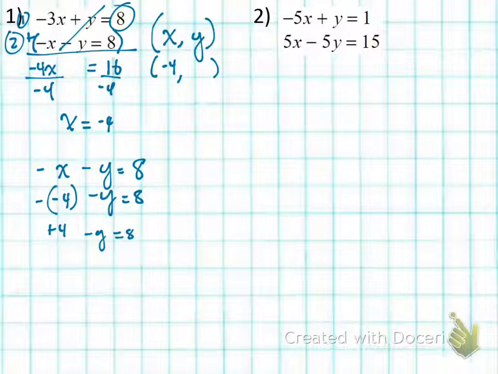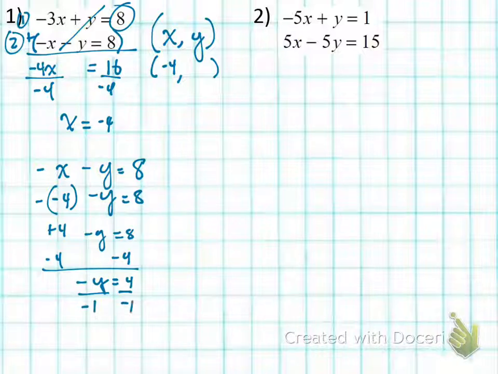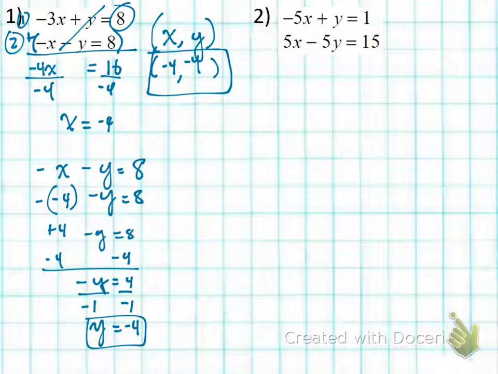Subtract 4 on both sides. Negative y equals 4. And then y is equal to negative 4. That's good. So the point where these two lines cross is negative 4 and negative 4. That negative 4 is the ingredient that's going to pop out the same answer in both equations. Does that make sense?